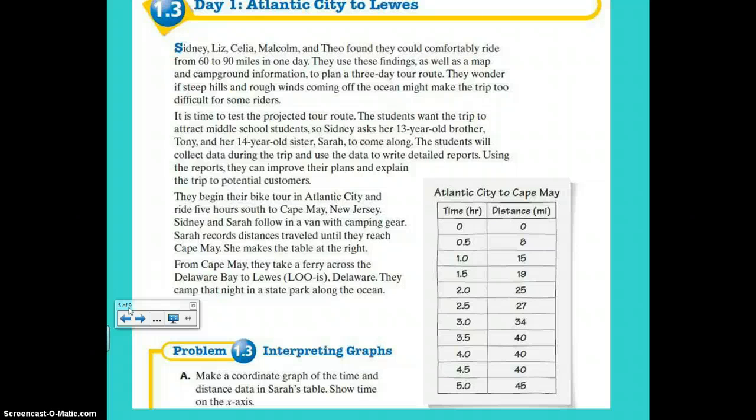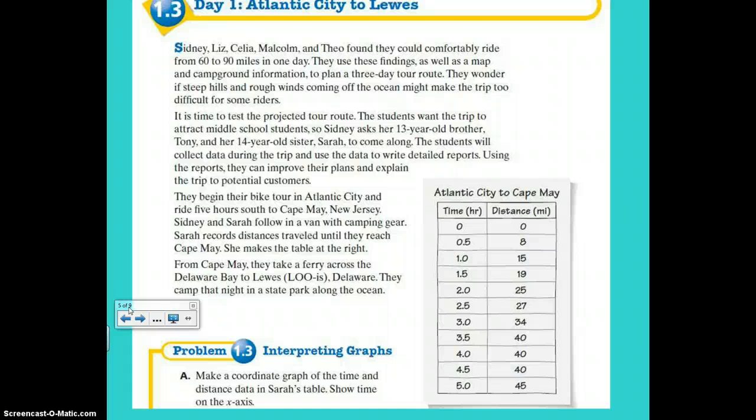The students want the trip to attract middle school students, so Sydney asked her 13-year-old brother, Tony, and her 14-year-old sister, Sarah, to come along. The students will collect data during their trip and use the data to write detailed reports. Using the reports, they can improve their plans and explain the trip to potential customers. So now they're going to test out what they really want to do.